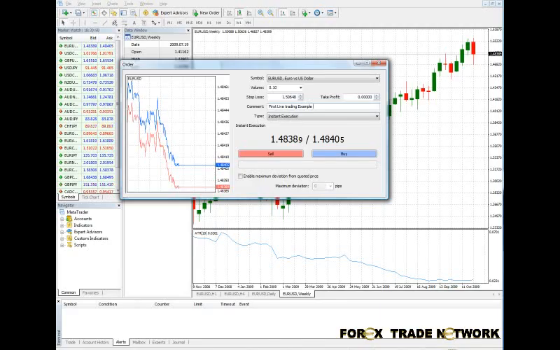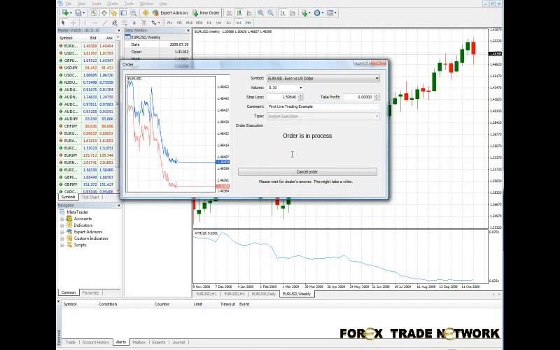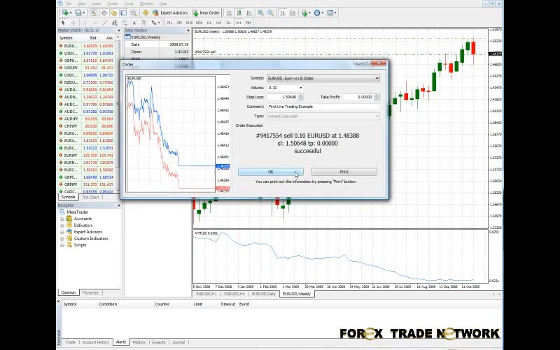Placing an order. Okay, that's all it let me do there. Okay, first live trading example, and here we go. I'm going to sell at the market. Oh, there we go. It says successful. I'm going to press OK.